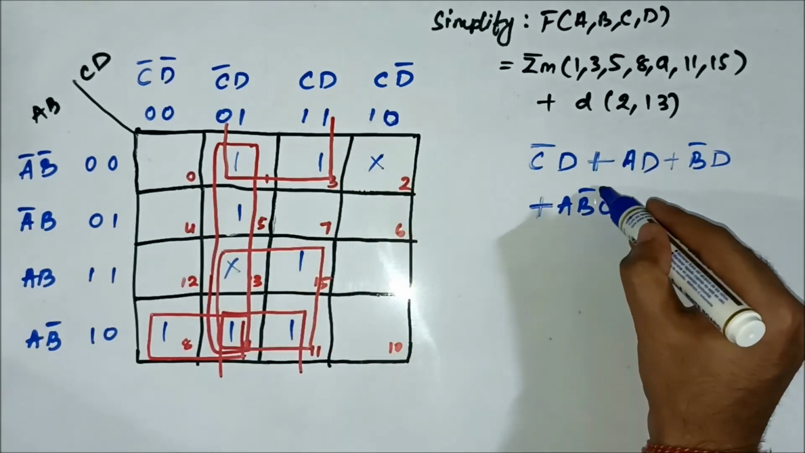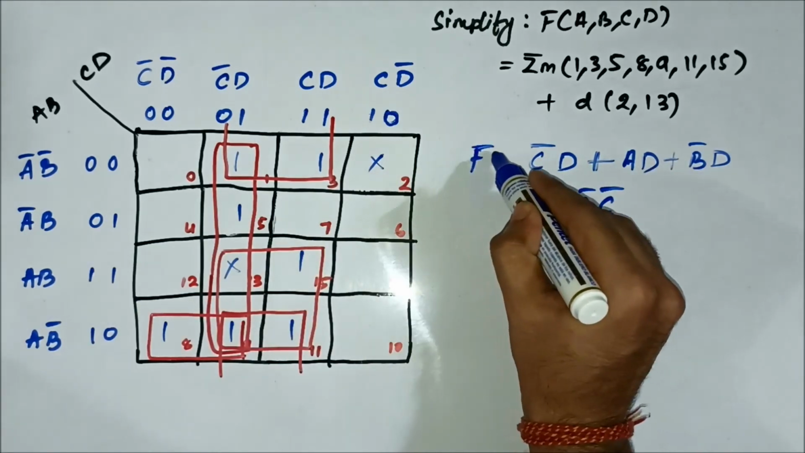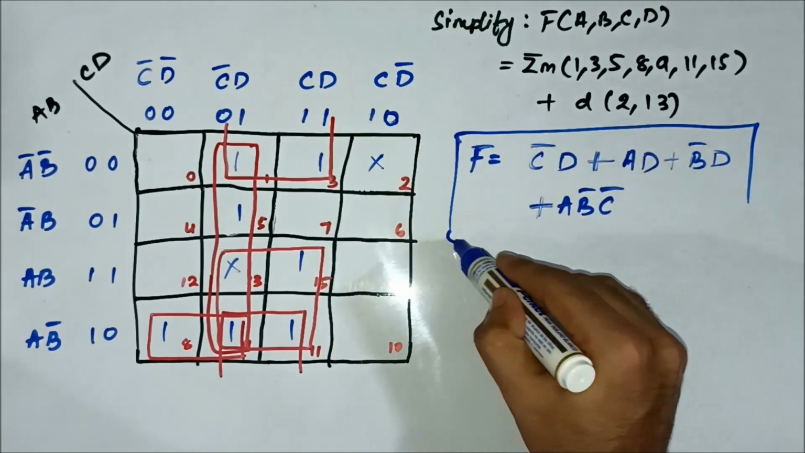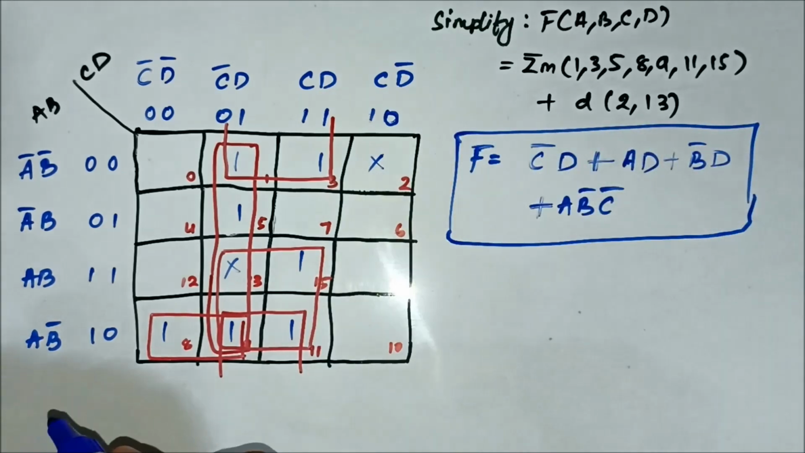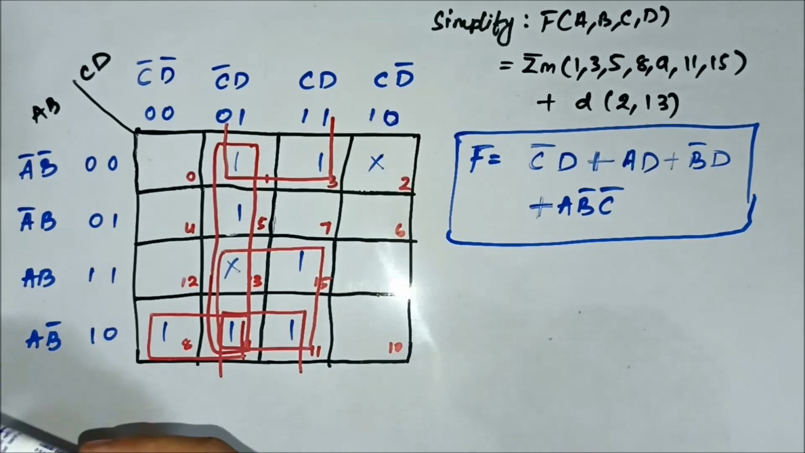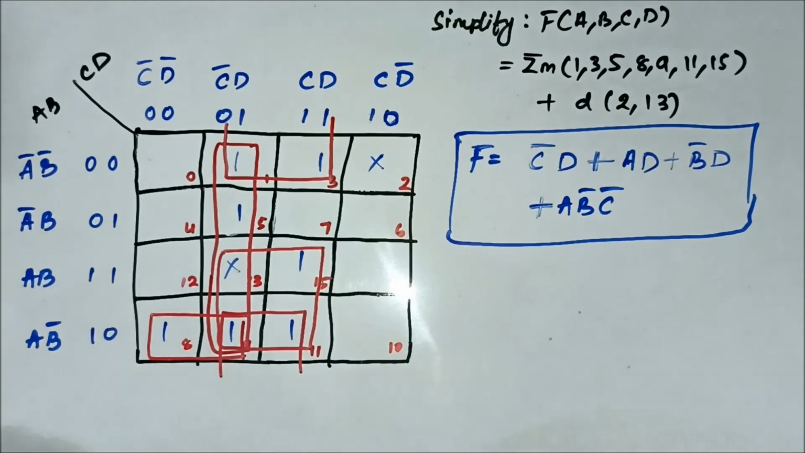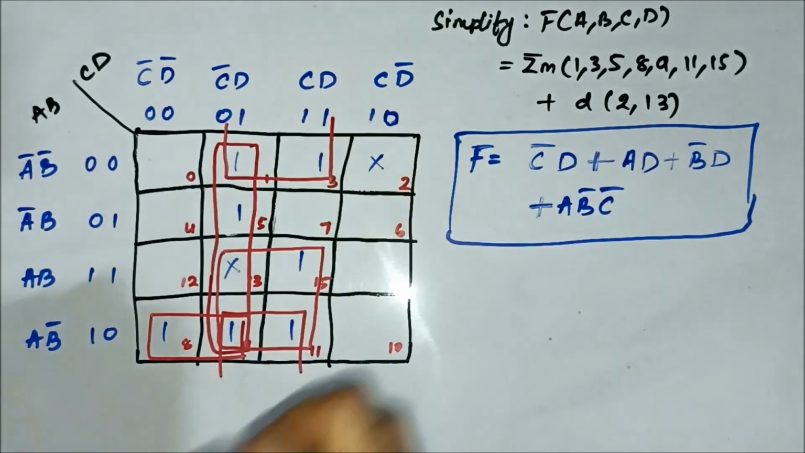So this is the simplified Boolean expression: C bar D + AD + B bar D + AB bar C bar. So this is the simplification of SOP K-map under don't care condition.